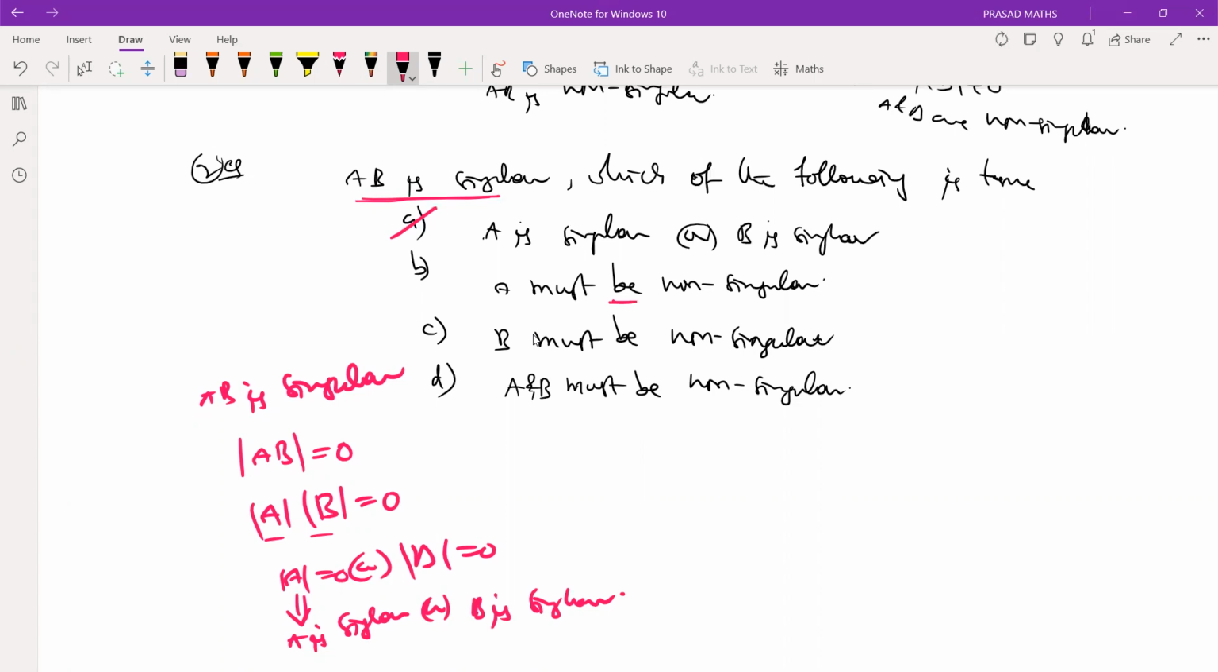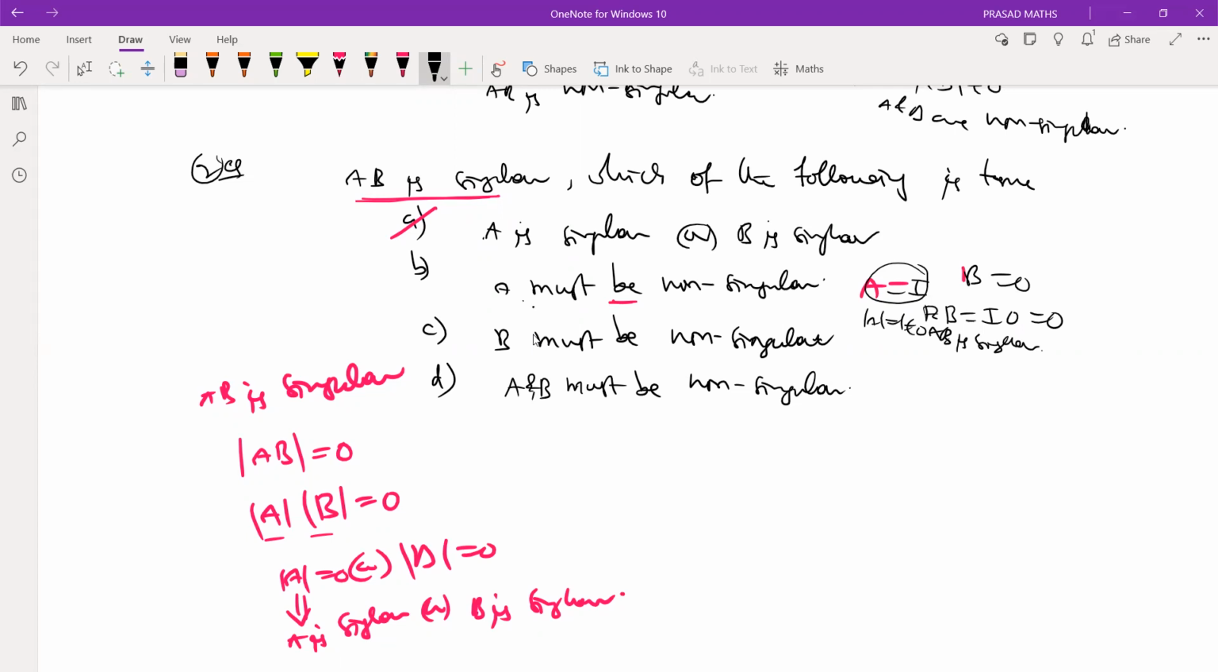A must be non-singular is not true. For example, suppose A equals the identity matrix and B equals 0. What is A into B? I into 0 is a zero matrix. AB is a zero matrix, which means AB is singular. But A is non-singular because det A equals 1. So the second option fails.